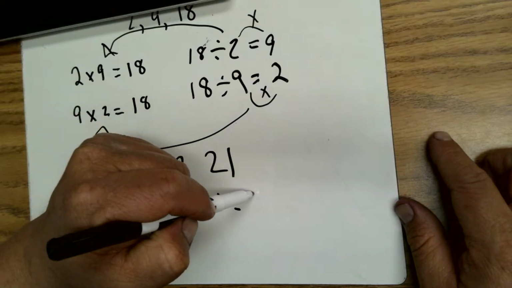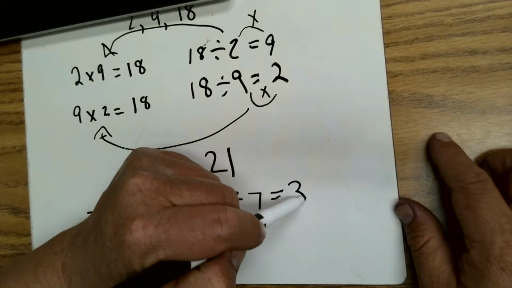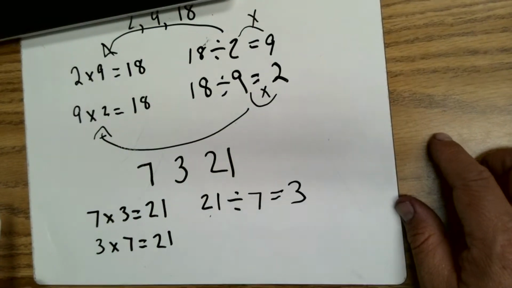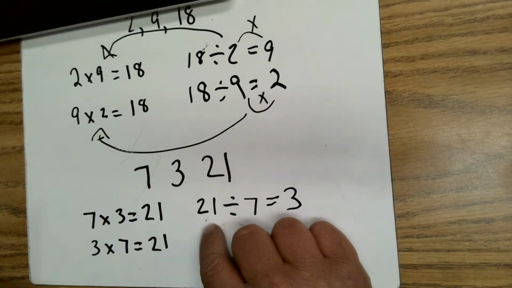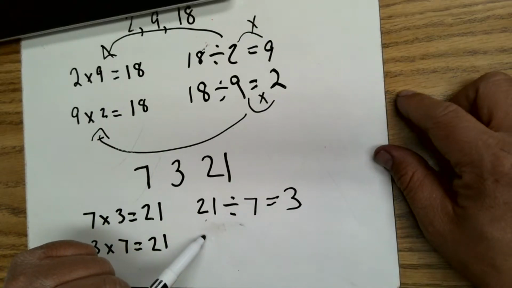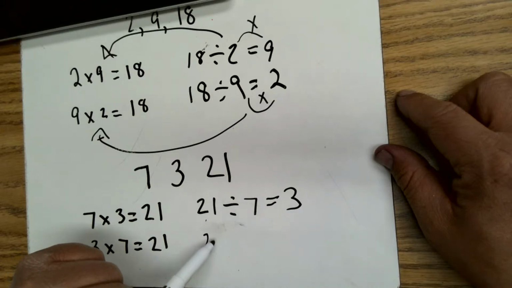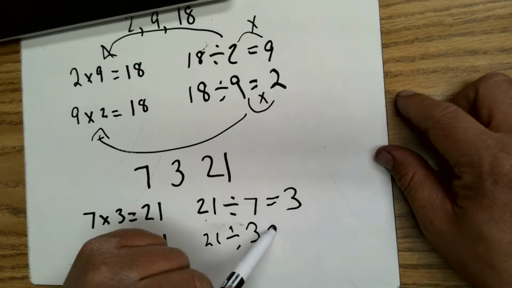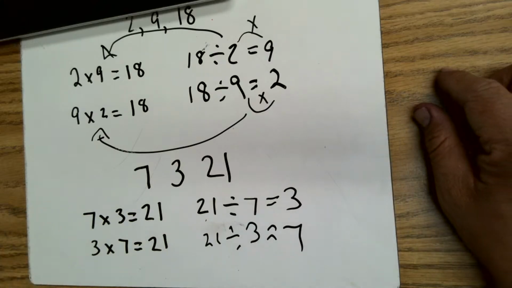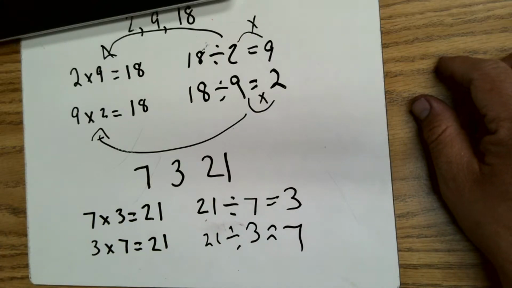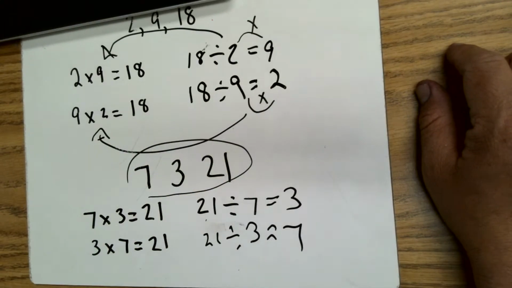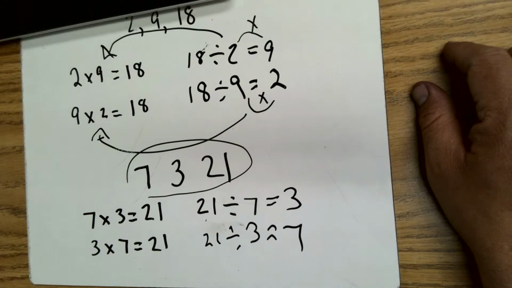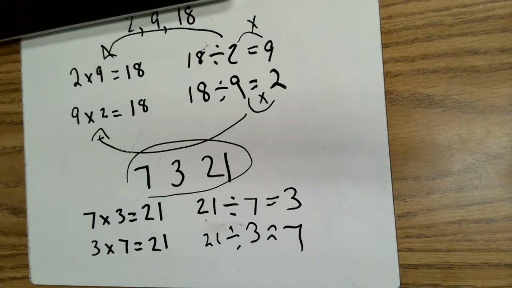21 divided by 7 is 3. Same thing, okay? Using our commutative and associative property knowledge. 21 divided by 3 is also 7. Notice my numbers do not change. With 7, 3, and 21, you can make four problems because it's all part of the same fact family. Fact family is the most important part.